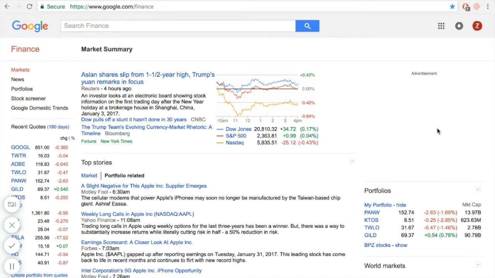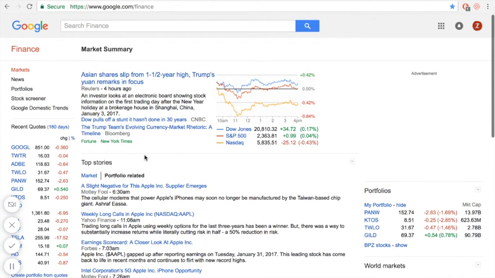Today I'm going to show you how to navigate Google Finance. Google Finance is a tool that lets investors research companies that they potentially want to buy into. So this is the home page of Google Finance. I will do a quick runaround of the page.